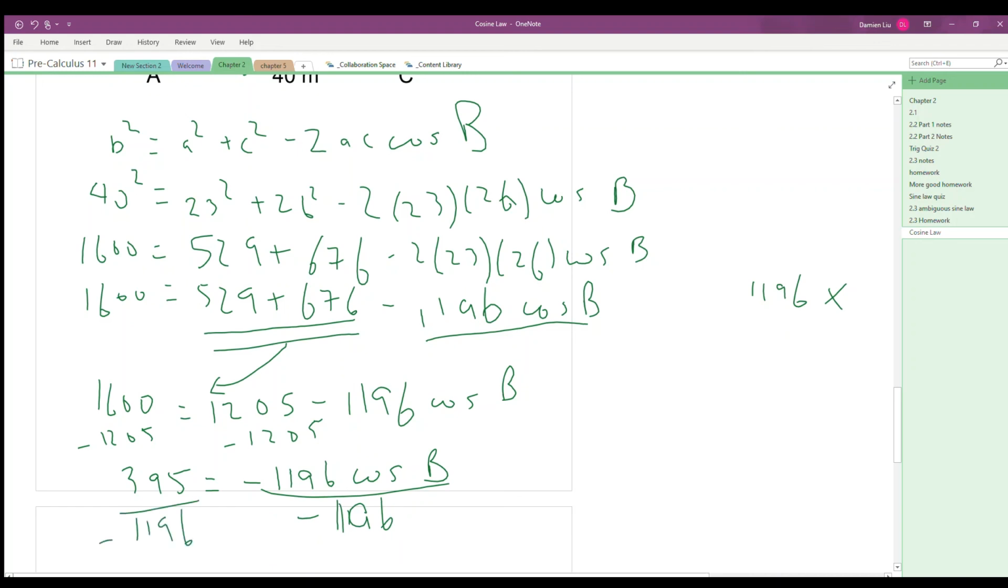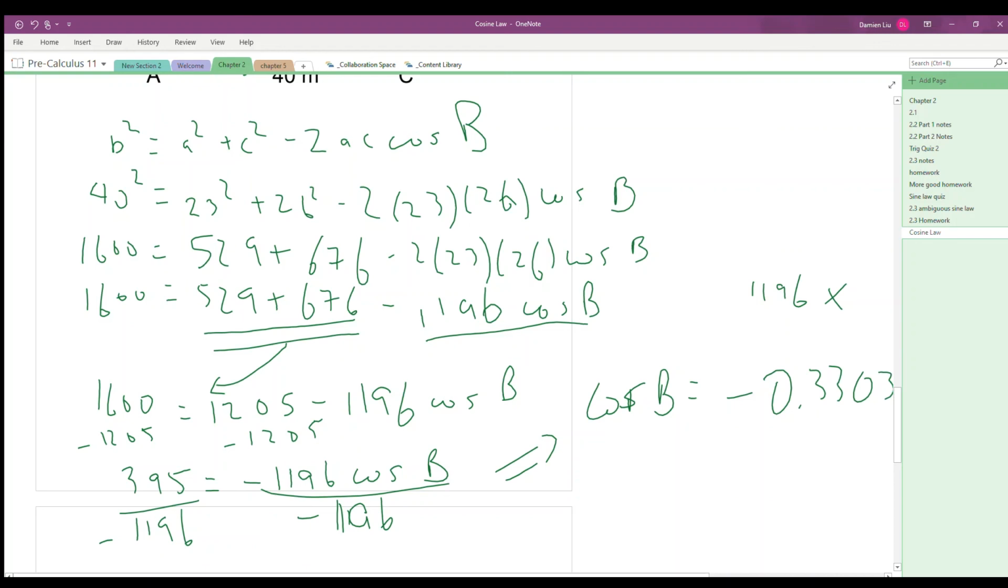All right, and we'll go over here. So cos B is equal to 395 divided by negative 1196, which is negative 0.3302. Well, we'll round up.